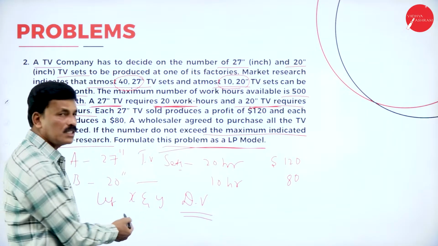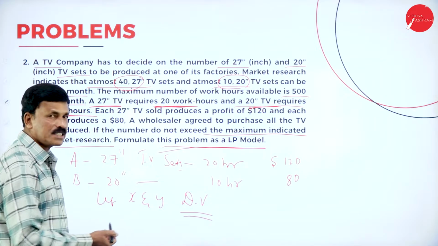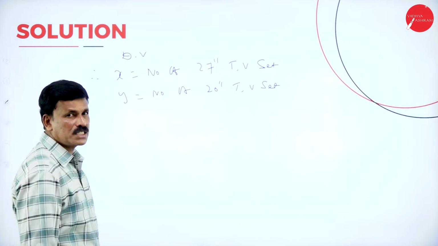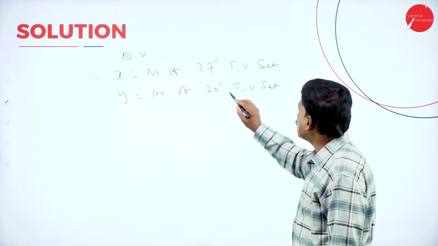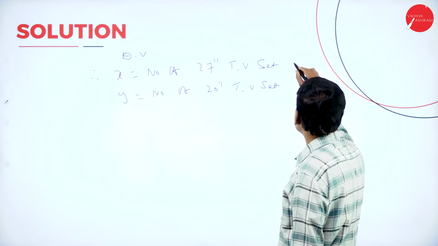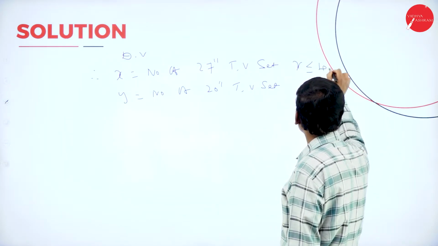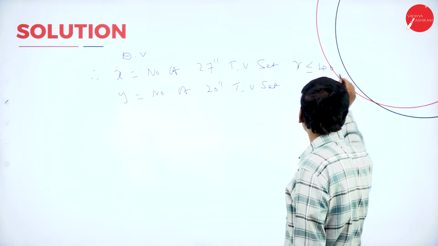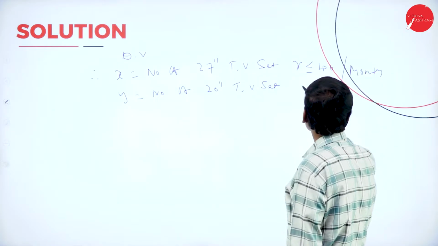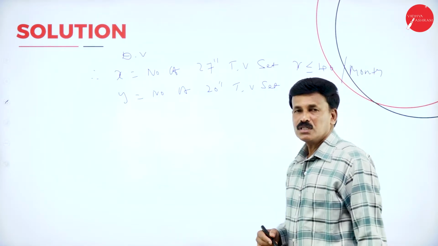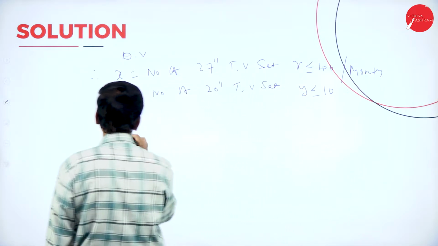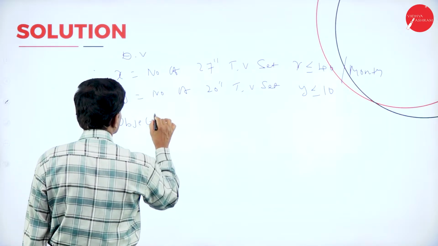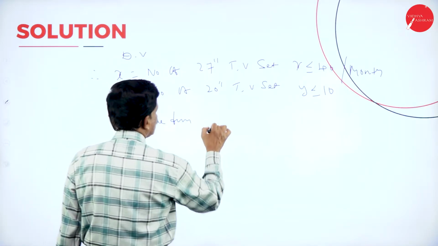So we are denoting X and Y as the decision variables. Now, what is the maximum profit here? The number of 27-inch TV sets that can be sold is X is less than or equal to 40. And the number of 20-inch TV sets sold per month is Y is less than or equal to 10. Now let us define the objective function. Let us call it P.